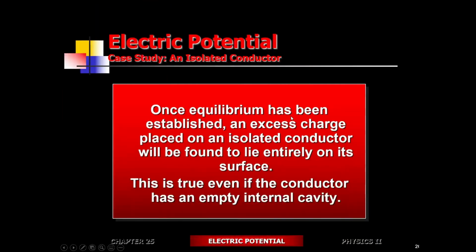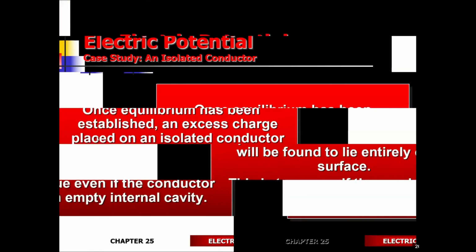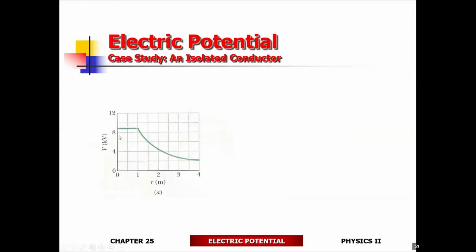Once equilibrium has been established, the excess charge placed on an insulated conductor will be found to lie entirely on the surface. So we knew that. This is true even if the conductor has an empty internal cavity. This is what you get from a physics book. Between the inside and the surface, there's no voltage or potential difference.